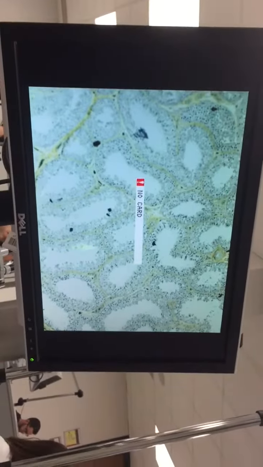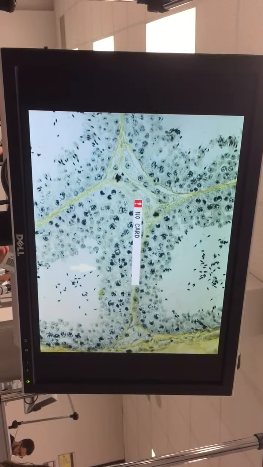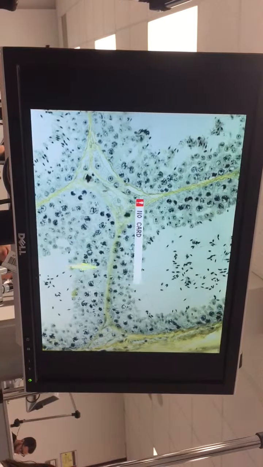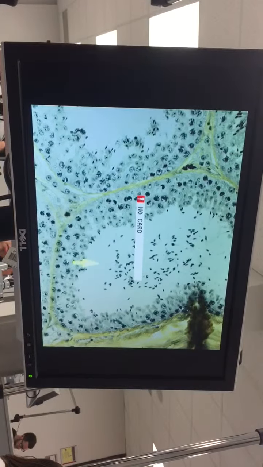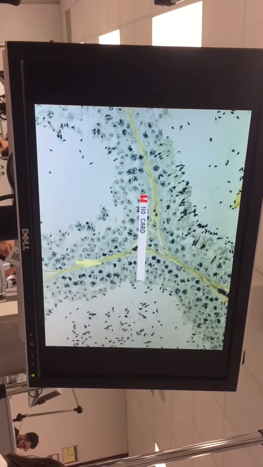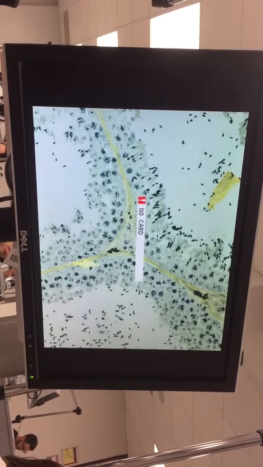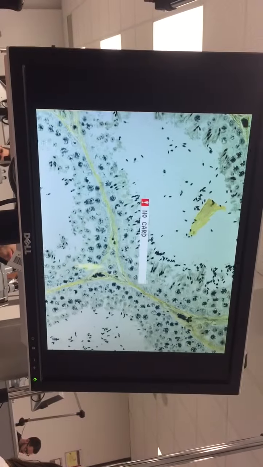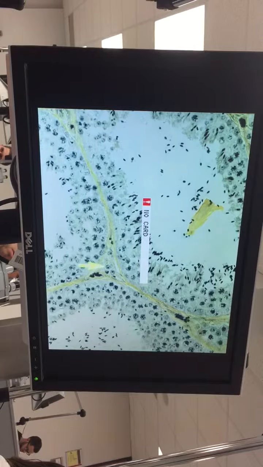So as we look at these with the high dry, we can identify those primary spermatocytes. Here we have some mature spermatozoa in the lumen. You see spermatids. And Sertoli cell nuclei, not quite as distinctive. Looks like there's one right there. But this slide tends to have nice clusters of Leydig cells, as we see right there.